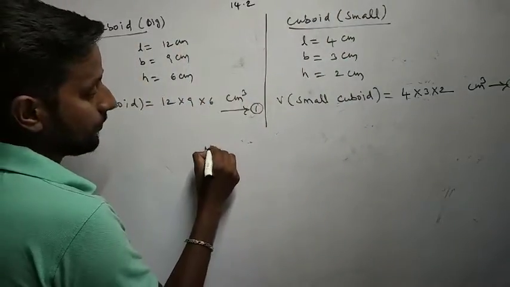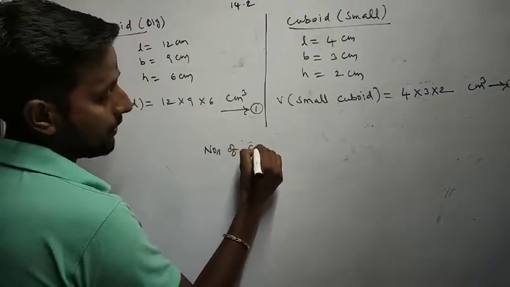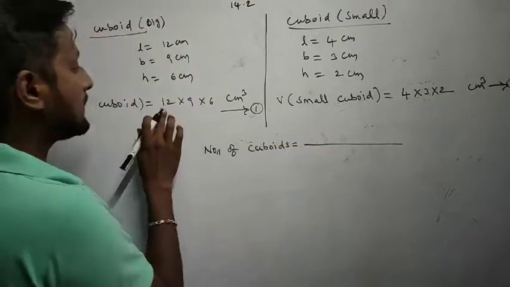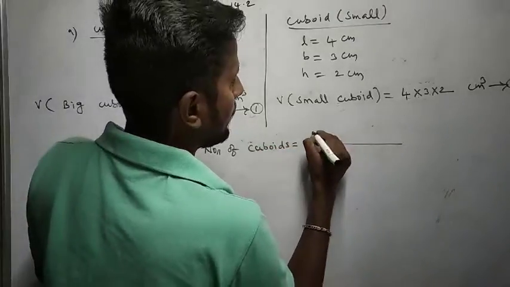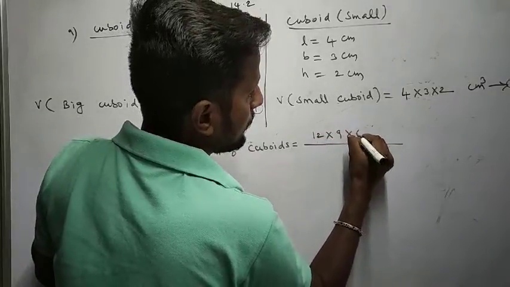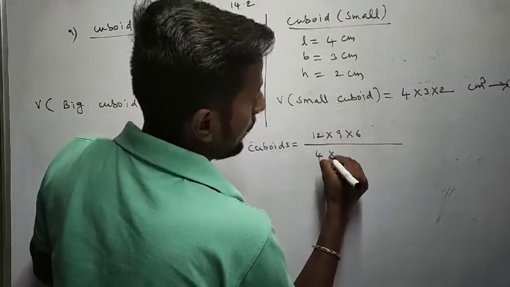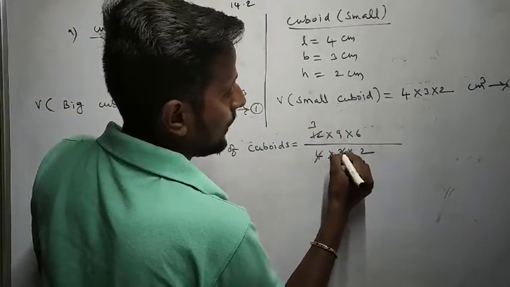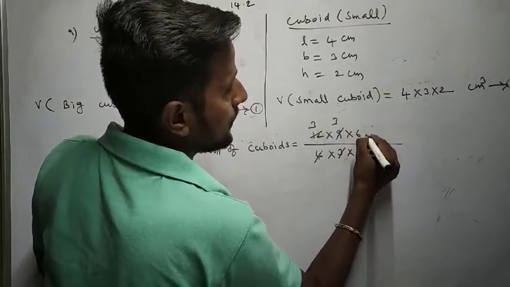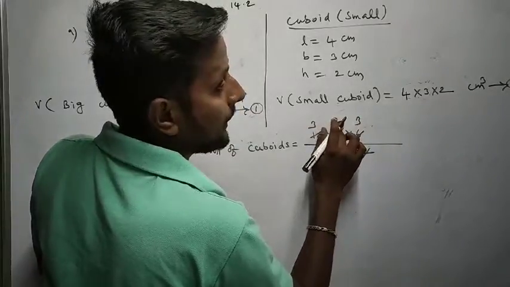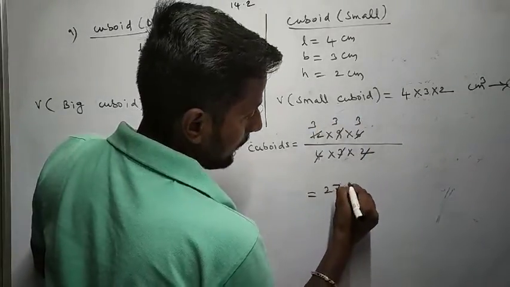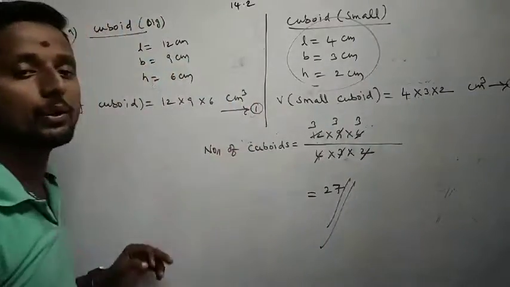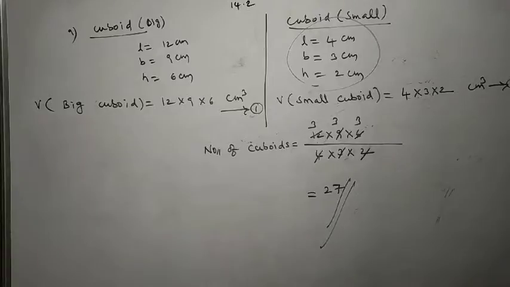So now number of cuboids is equal to, we know 6 is a larger one, right? So we'll write 12 into 9 into 6 by 4 into 3 into 2. 4 ones are 4, 4 threes are 12, 3 ones are 3, 3 threes are 9, 9 threes are 27. So with these measurements we can make 27 cuboids from the larger cuboid. Okay.